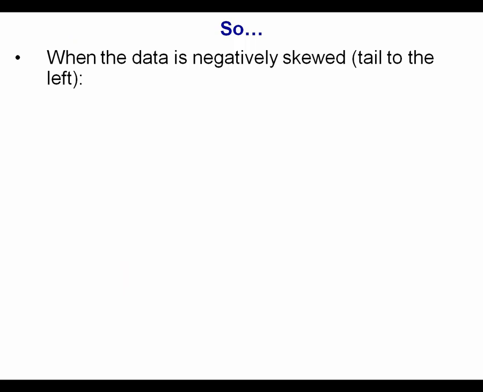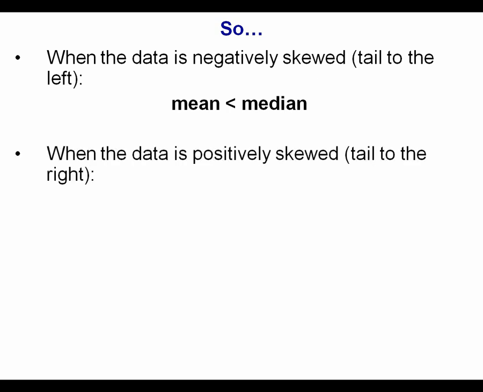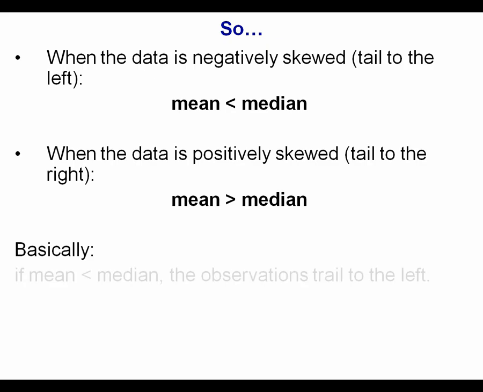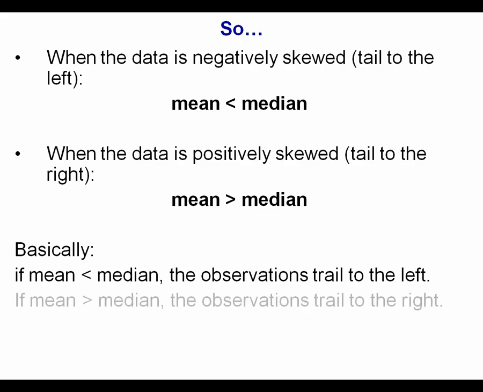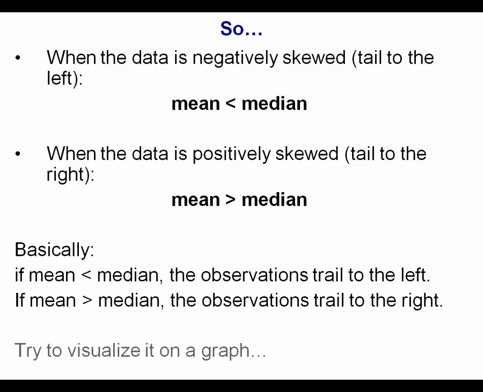When the data is negatively skewed, remember, tail to the left, the mean is less than the median. And when the data is positively skewed, with the tail to the right, the mean is going to be greater than the median. And basically, if the mean is less than the median, the observations trail to the left. If the mean is greater than the median, the observations trail to the right. And try to visualize that, or draw it, as a matter of fact, on a graph. And we will now pop over to variability in the next lecture.